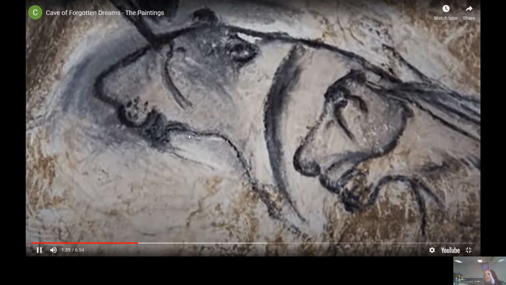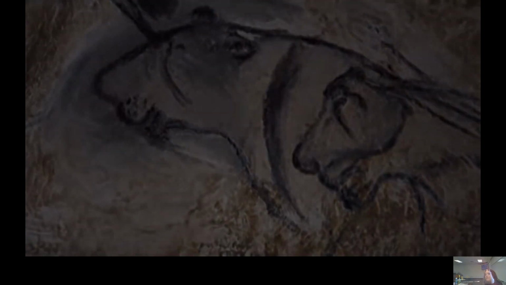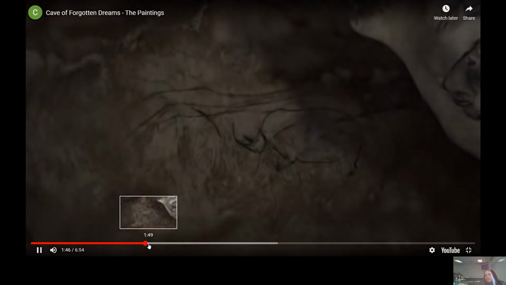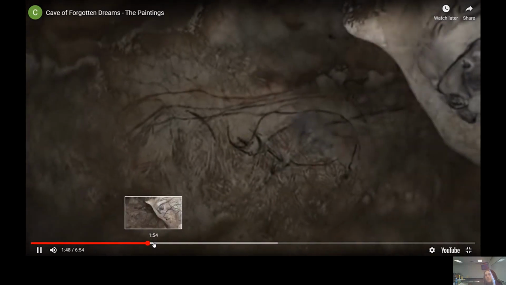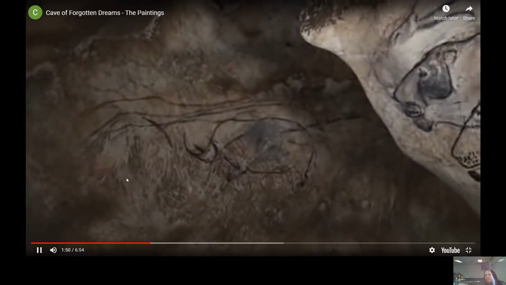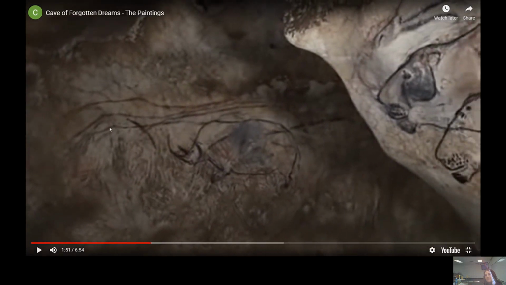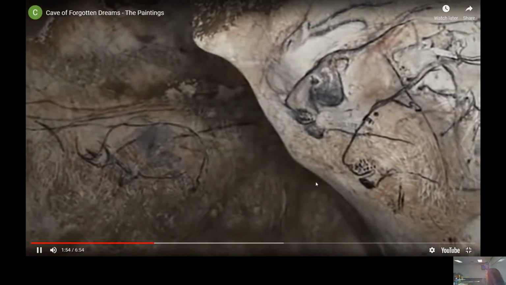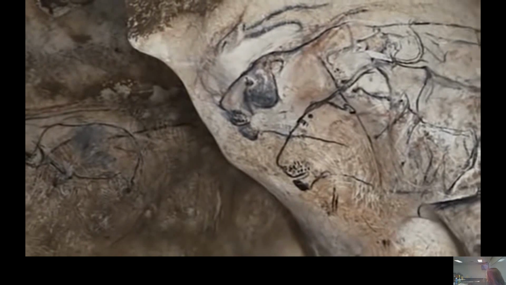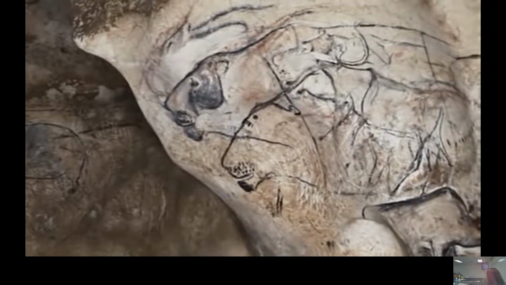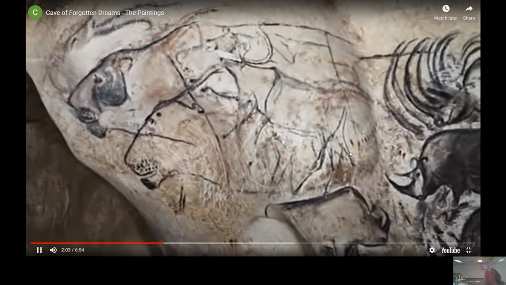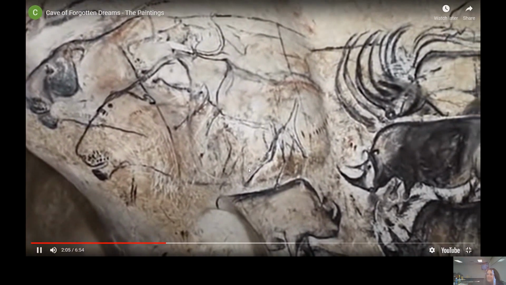Let's see if they show the really cool thing in here. You'll notice there's landscape. You don't see landscapes. So this is really cool for someone that's into Paleolithic art. This is a pretty impressive find. And you can really understand why they didn't believe that it was real.